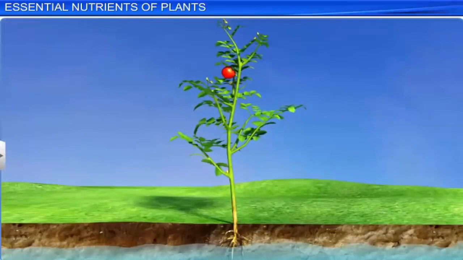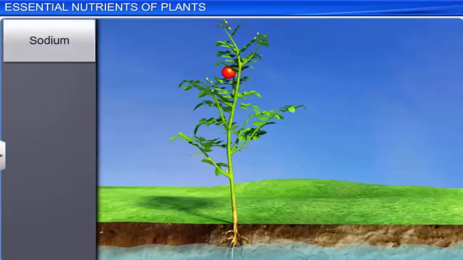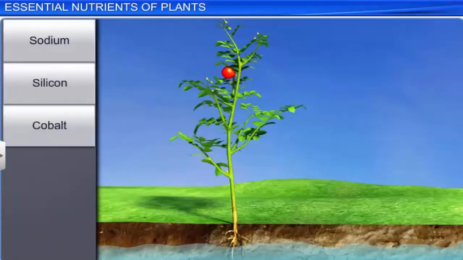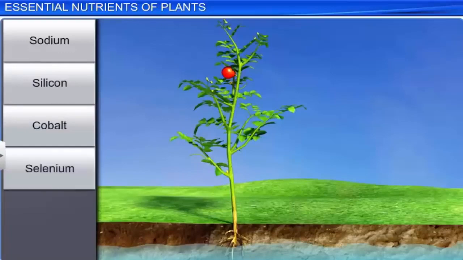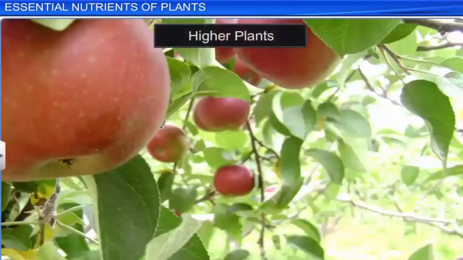In addition to the 17 essential elements, there are some beneficial elements such as sodium, silicon, cobalt, and selenium. Higher plants require them for their metabolism.